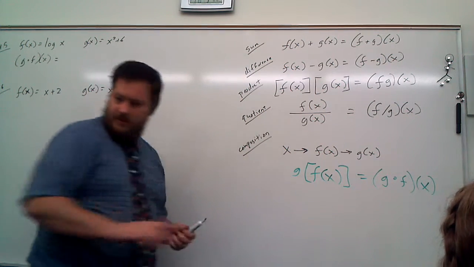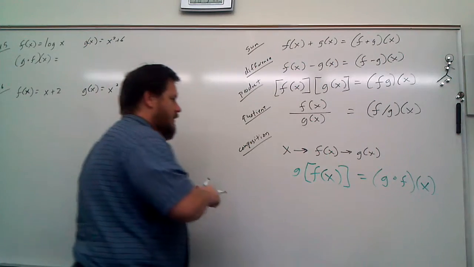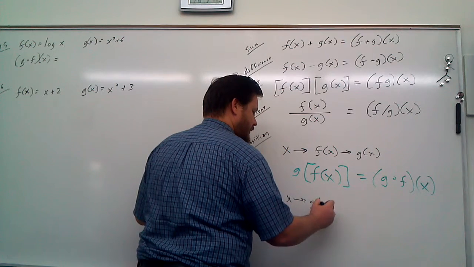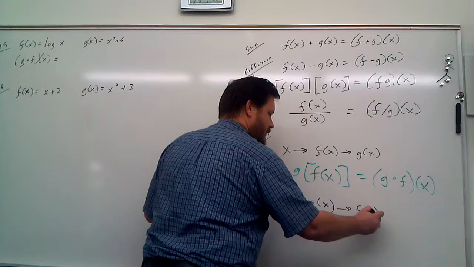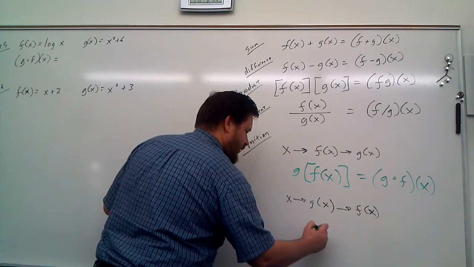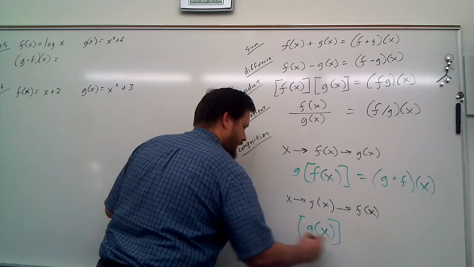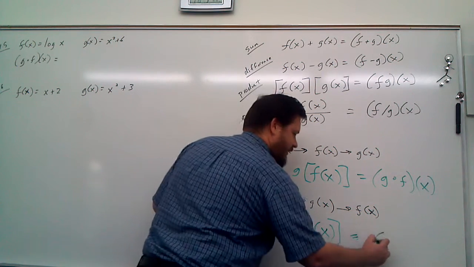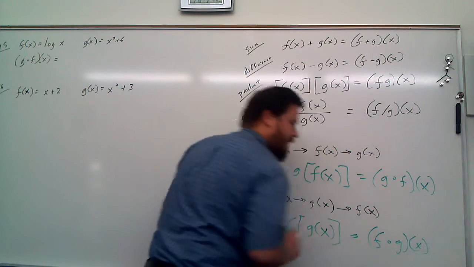And by the same token, what if we did it in the other order? If we plug an x into the g function, and then we plug that output into the f function, we would be taking an x and finding g of x, and then we f that. So we would write that as f of g of x.